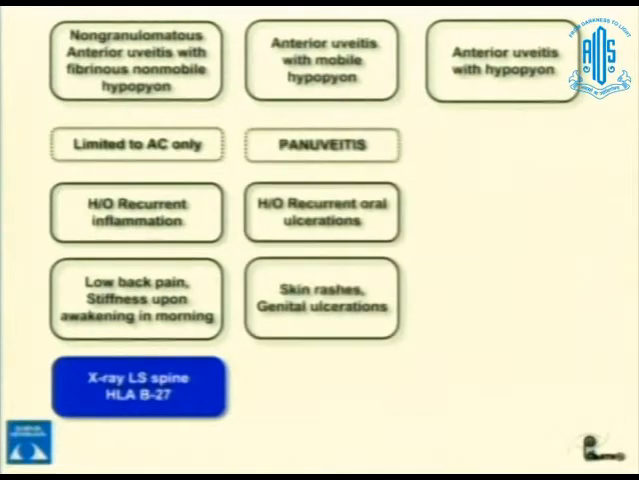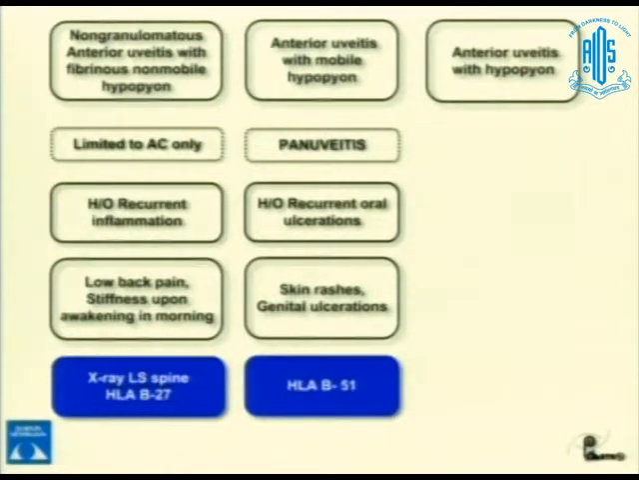Similarly, take a patient with a mobile hypopyon, where the inflammation is there in all three parts of the uveal tract. The patient gives a history of recurrent oral ulcers, and on systemic examination you can see some skin rashes or genital ulceration. So what investigation will you do? You will rule out Behçet disease.